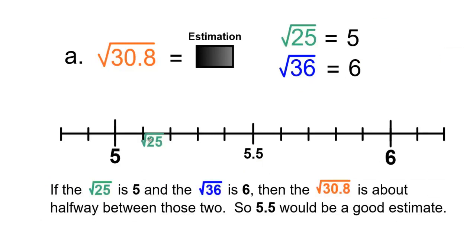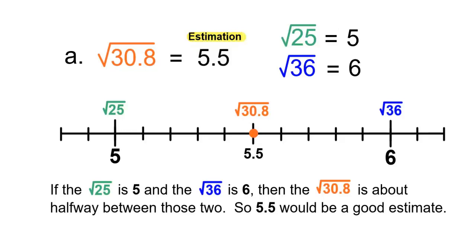If the square root of 25 is 5, and the square root of 36 is 6, then the square root of 30.8 is about halfway between those two. So 5.5 would be a good estimate. So a good estimation for the square root of 30.8 would be 5.5.